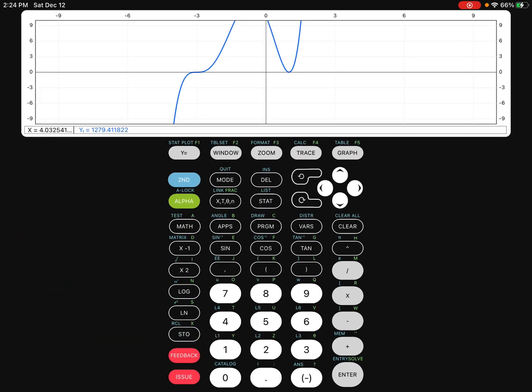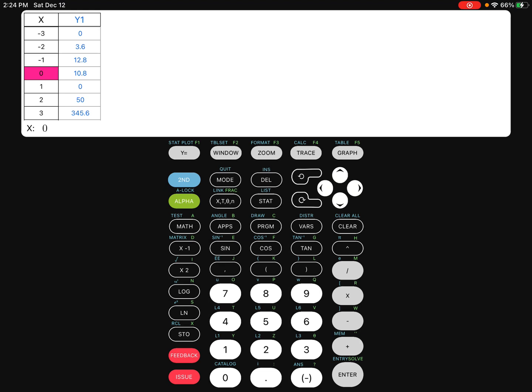Okay, so there was our graph. Now to find the y-intercept, actually pretty simple. We're going to hit second, and then we're going to hit graph. You'll notice on the top of graph it says table. And it's going to give us a table of values. Now you'll notice that in this table, where x is 0, it's already highlighted pink. Well, that corresponding y value is your y-intercept. Okay, so we got 10.8.